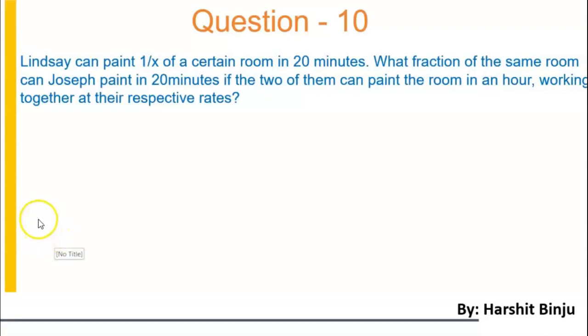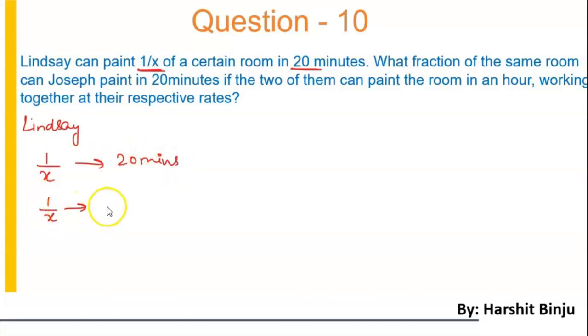So Lindsay can paint 1/x of a certain room in 20 minutes. So Lindsay can paint a proportion of a room, because 1 by x is basically a proportion of something, in 20 minutes. So we can basically say that for Lindsay, 1 by x work is done in 20 minutes, or in short, 1 by x work is done in 1 by 3 hours.